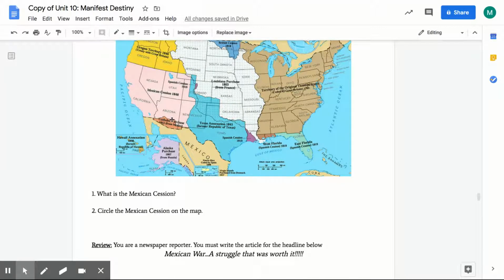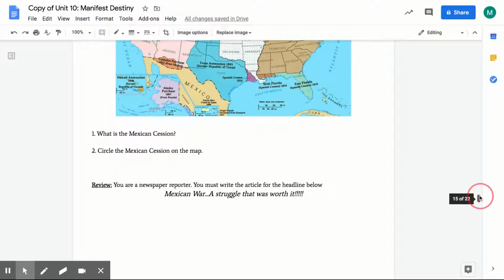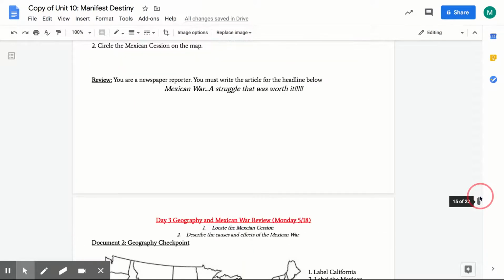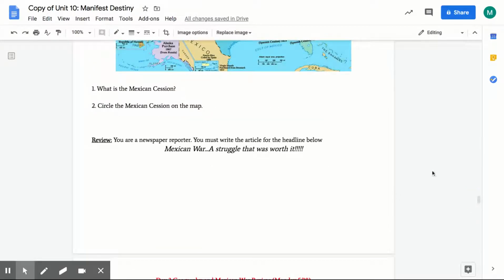Notice there's another little thing down here called the Gadsden Purchase. You're not going to explicitly learn about that right here, but you do need to know where that is and what it is. Basically, about 5 or 6 years after the war ends, the U.S. purchases this land from Mexico. Okay, so that's today. Only 2 documents to do, and a quick little review question.